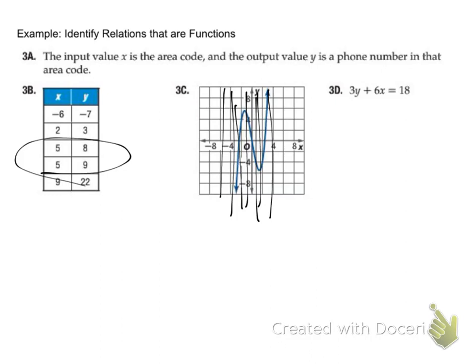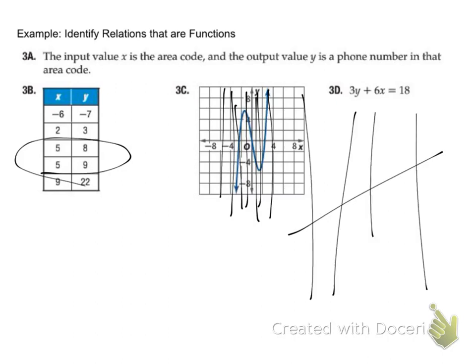The one that's not a function would have to be a vertical line, because a vertical line does not pass the vertical line test. But any other line would have a slope which would pass the vertical line test. In this case, the only time you ever have a vertical line is an x equals. So therefore, that's not an x equals. D is a function.